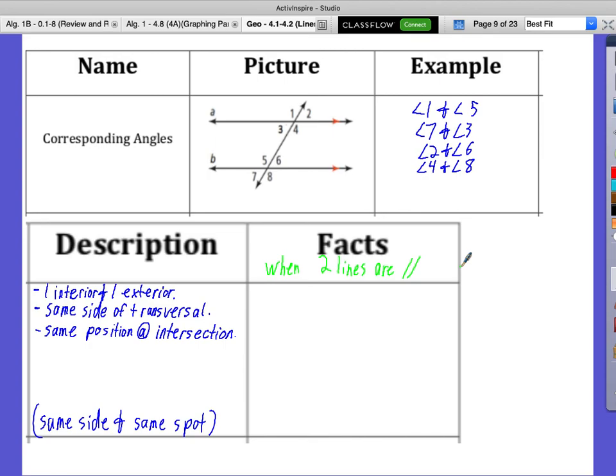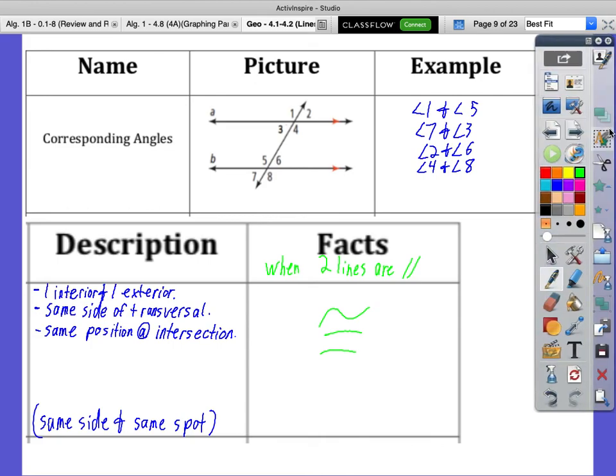So we're going to go on our table. Top of the fact column, we're going to put when the two lines are parallel. This is for all of them. So for all the facts, this is true only when the two lines are parallel. Otherwise, it's not true. Okay. So he said corresponding angles are what when the two lines are parallel? Congruent. Very good. So we're going to draw the congruent symbol. That's it for the box.